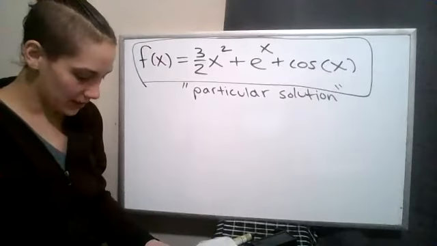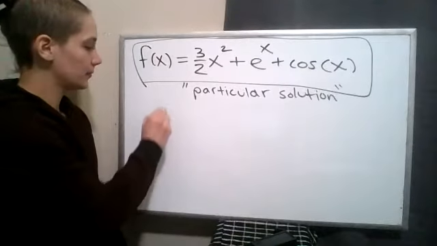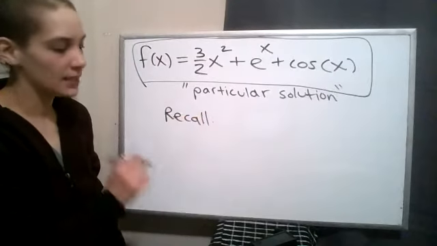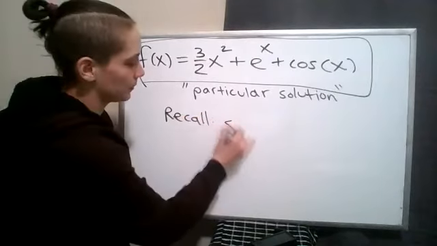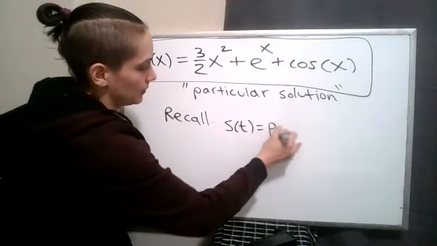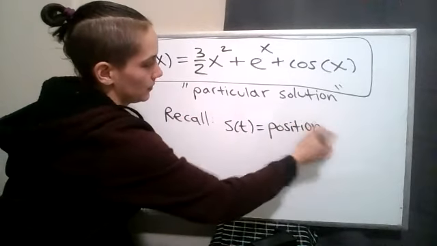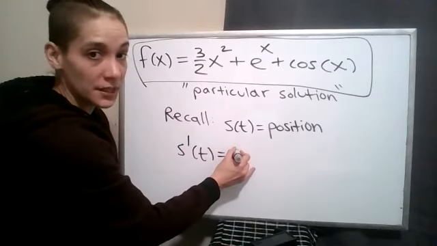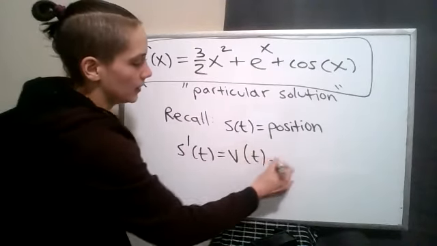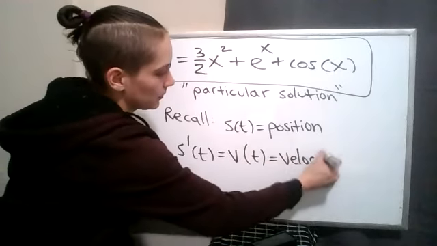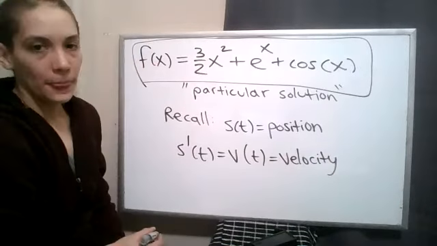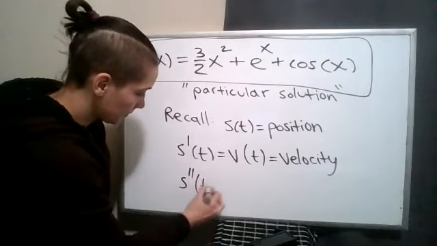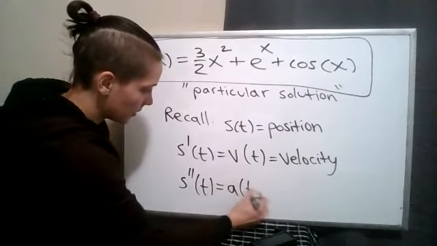So I have a reminder. In the past, we had s of t as a position function. S prime of t is your velocity function, v of t. And s double prime of t is the acceleration function, a of t.